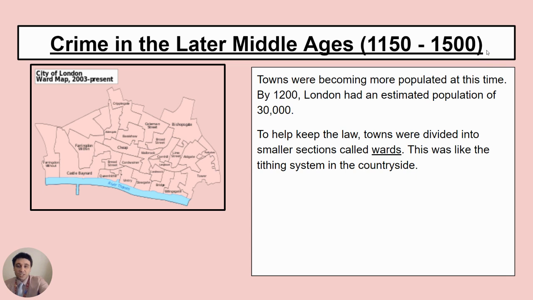Now, this is just like the tithing system in the countryside. So you're basically saying that this area, this huge town, isn't enough for one person to patrol. So you split it into sections, and then each person works on a different section to make sure that law and order can be kept. It's a bit like break time duty, I suppose, at school. So you can't just have one person patrolling the entire school to make sure there's no fights, etc. So you give different teachers different parts to patrol of the school.